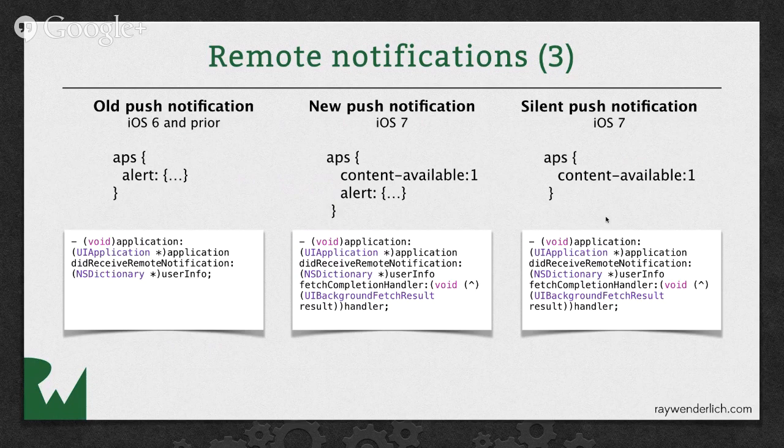Also new in iOS 7 is a silent push, which has, in the APS JSON dictionary payload, no alert dictionary. So this is not going to trigger any visual cue on the iPhone or iPad. It's just going to wake up your application. It's going to do a fetch. And once you call the completion handler, it's going to tell the OS that you're done.